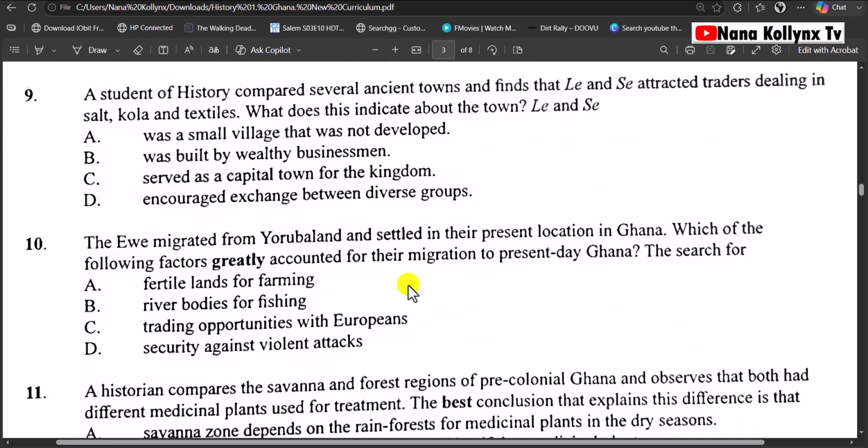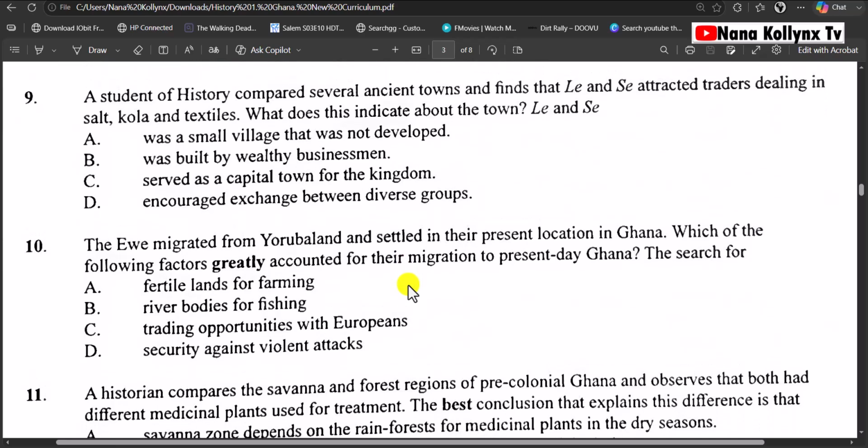Question number 9. A student of history compared several ancient towns and finds that Laya and Se attracted traders dealing in salt, cola, and textiles. What does this indicate about the town, Laya and Se?